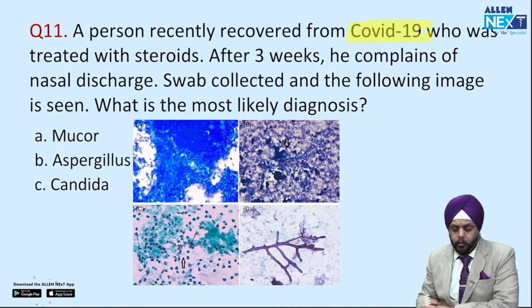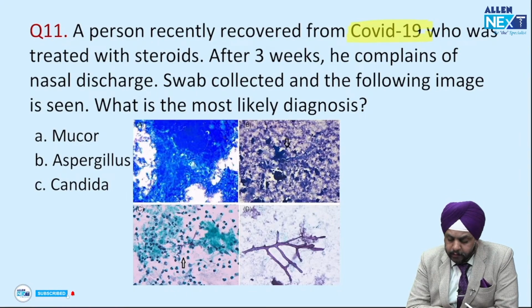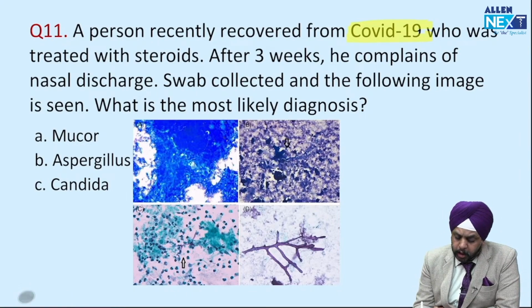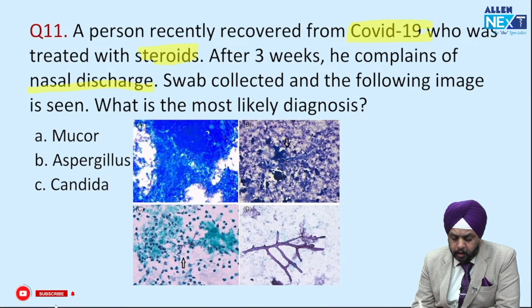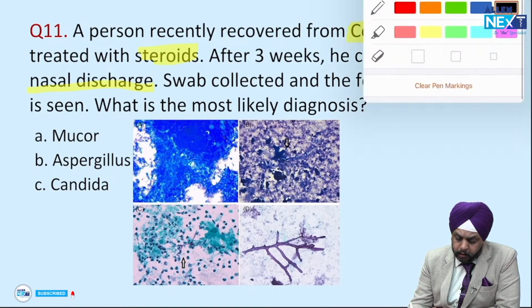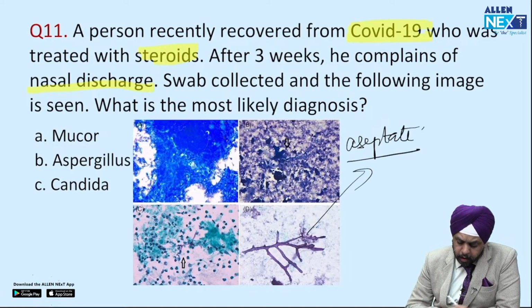At this time, we don't have these cases anymore. We have COVID-19, but not these cases now. So a patient recently recovered from COVID-19 was treated with steroids. After 3 weeks, he complains of nasal discharge. Swab collected and the following image is seen. What you can see over here is aseptate fungi.